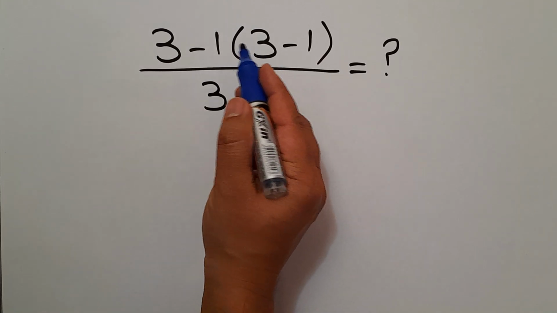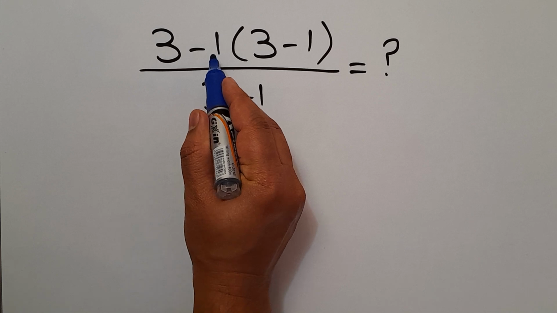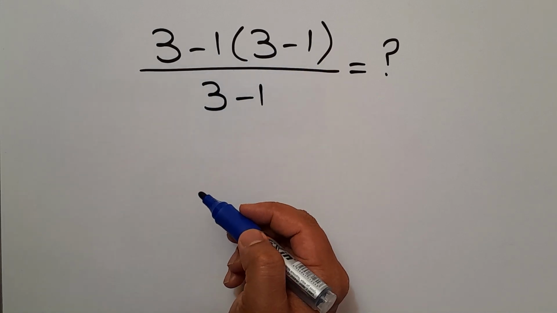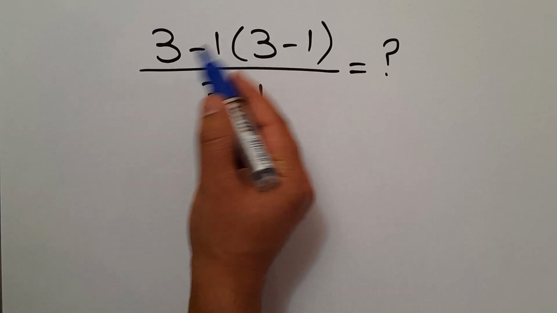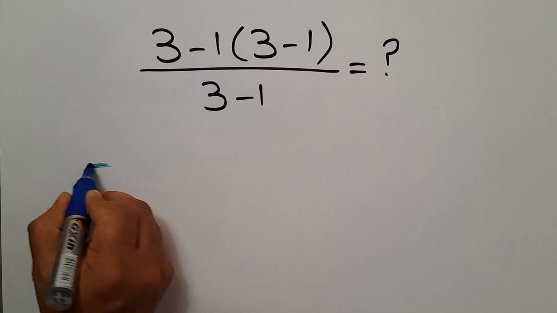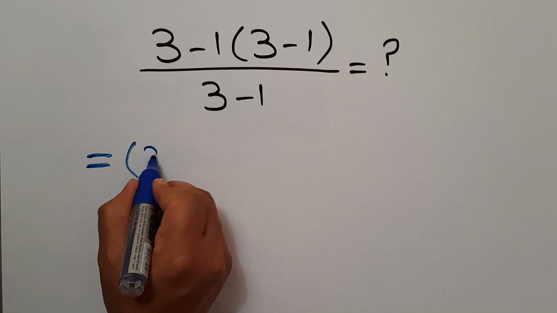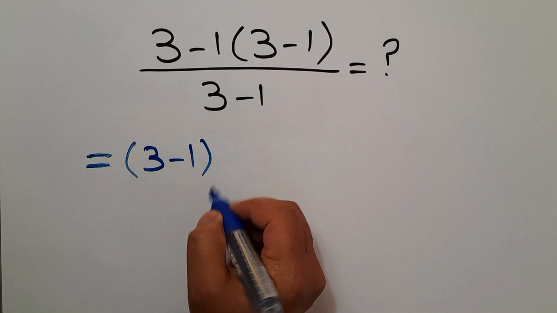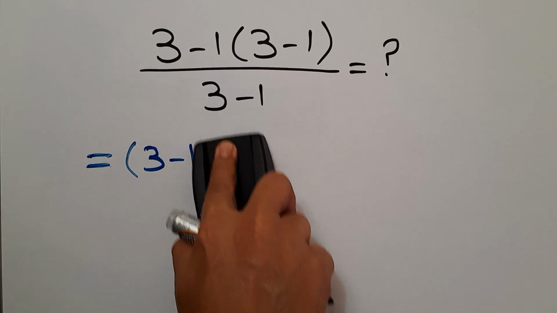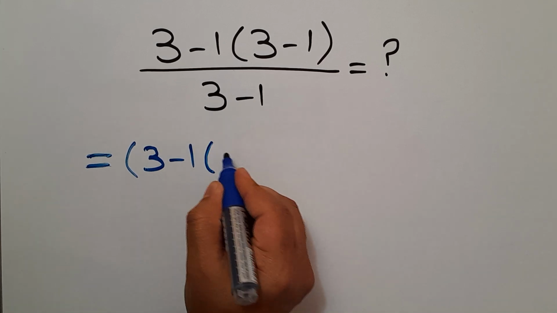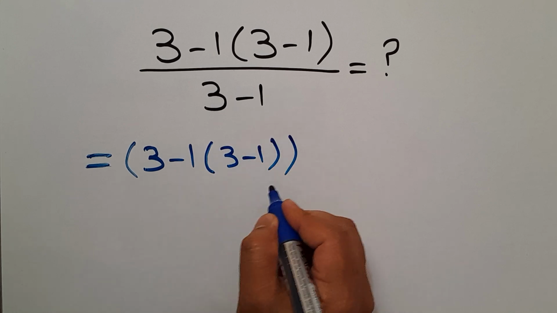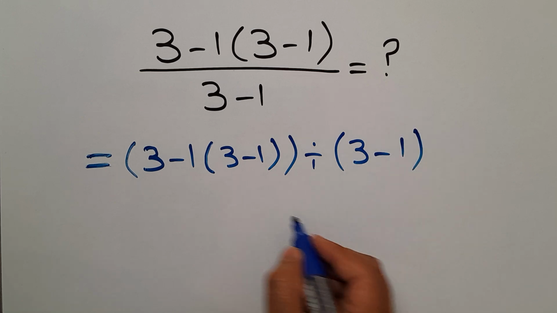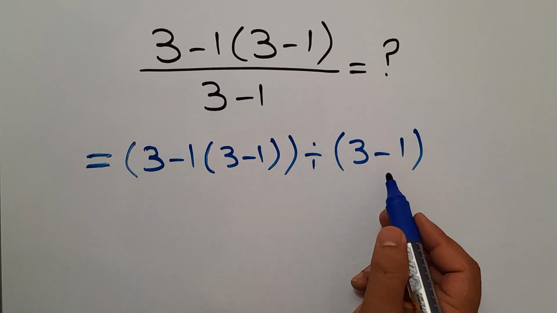In this video we want to find the value of this fraction: (3 minus 1 times 3 minus 1) over (3 minus 1). Are you ready to solve? Let's go ahead and get started. Our fraction can be written as parentheses 3 minus 1 times 3 minus 1 parentheses divided by parentheses 3 minus 1 parentheses. The numerator divided by the denominator.